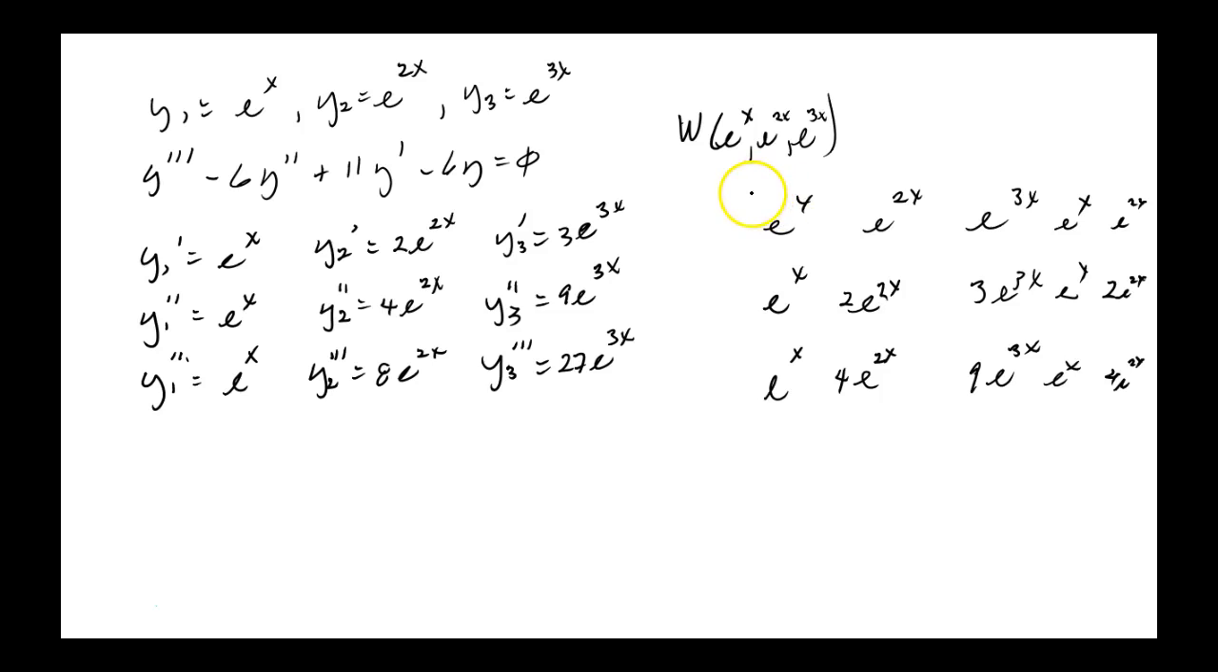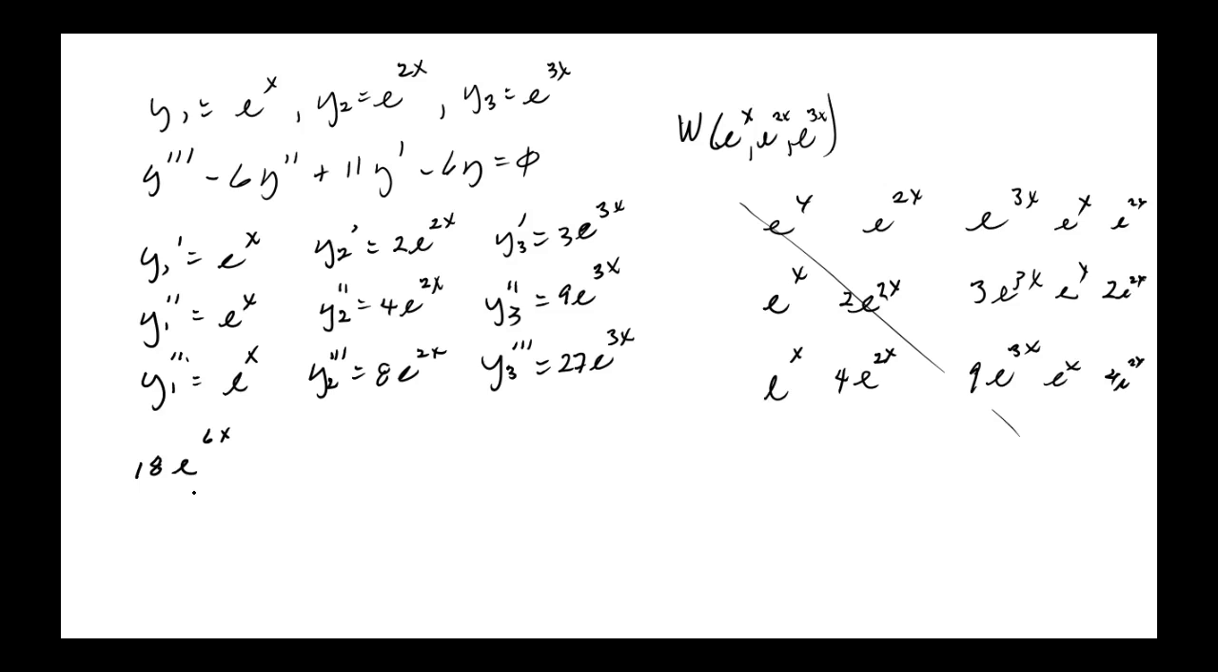Only works for this. We do our down diagonals and multiply those. So that's going to be 2 times 9 is 18. e to the, add those exponents, 6x. Wait, so we're doing e to the x times 2e to the 2x times 9e to the 3x? Right. We multiply all three?